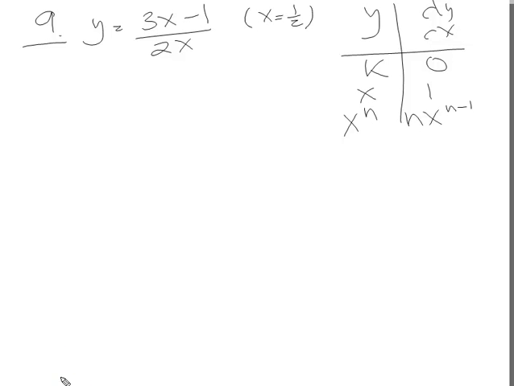Okay then, here's question 9. Y equals 3x minus 1 over 2 times x. And we evaluate when we differentiate the derivative at x equals a half.